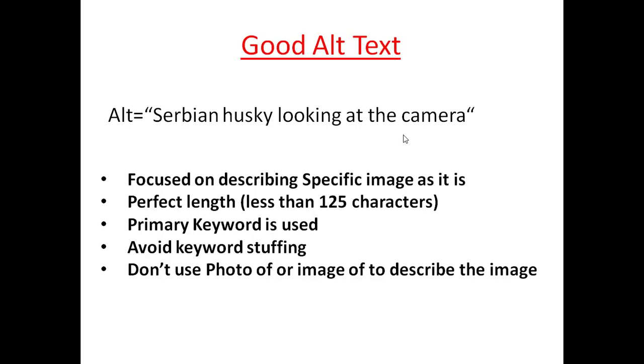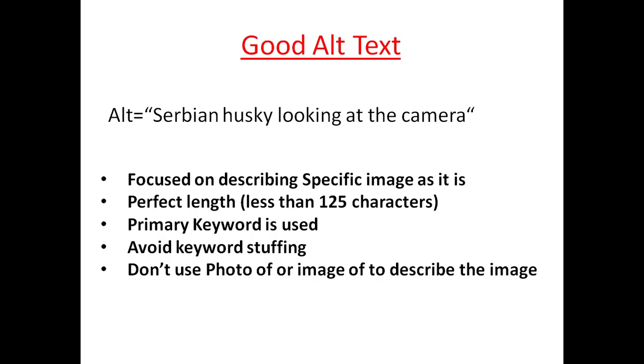And next is the length. You should have a very optimized, a perfect length, not more than 125 characters. Then you should keep a primary keyword. So our primary keyword in this alt text is Siberian Husky. So we have Siberian Husky on the left, so this one is done. So the next is avoid keyword stuffing. Do not put the same keyword again and again, because that is gonna count as keyword stuffing, and you could be penalized by Google for this.